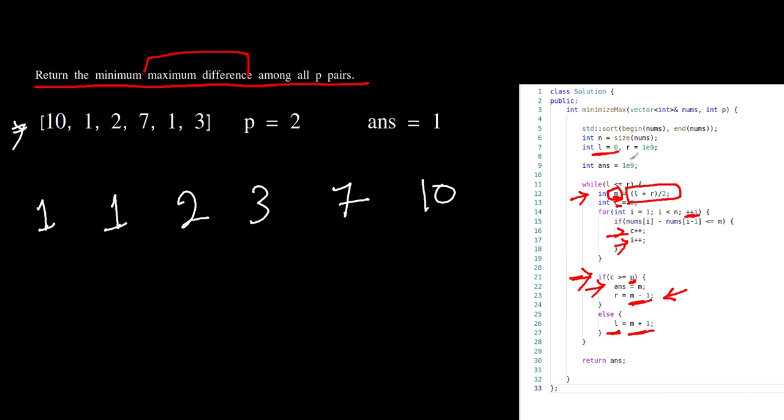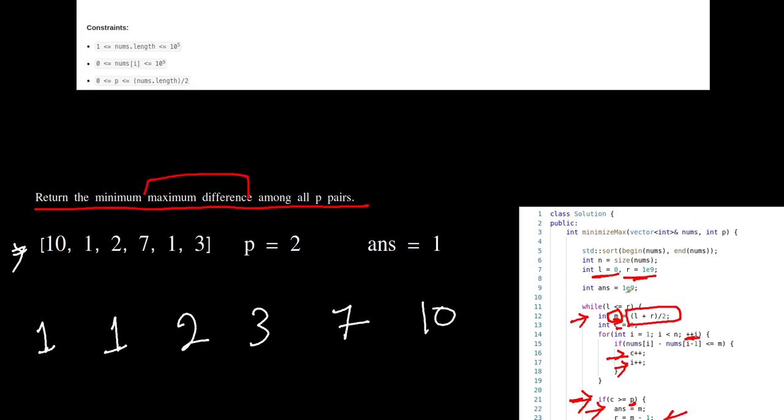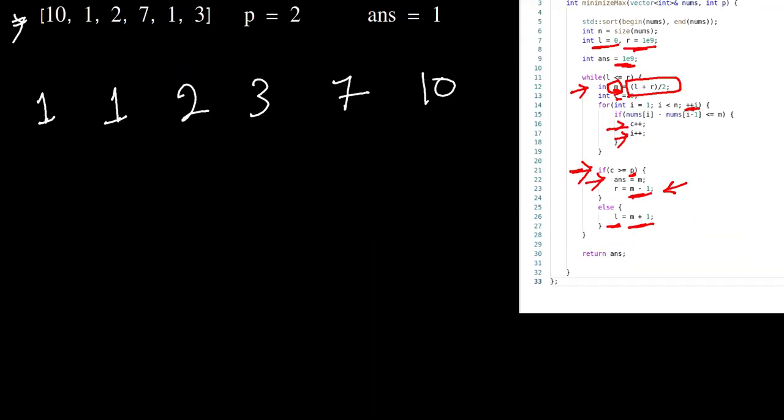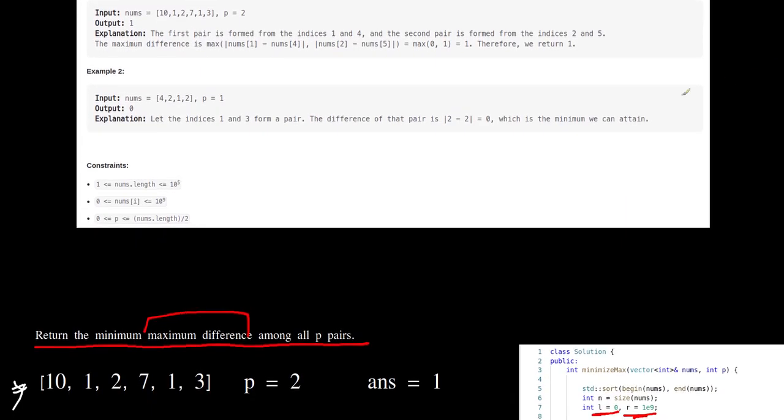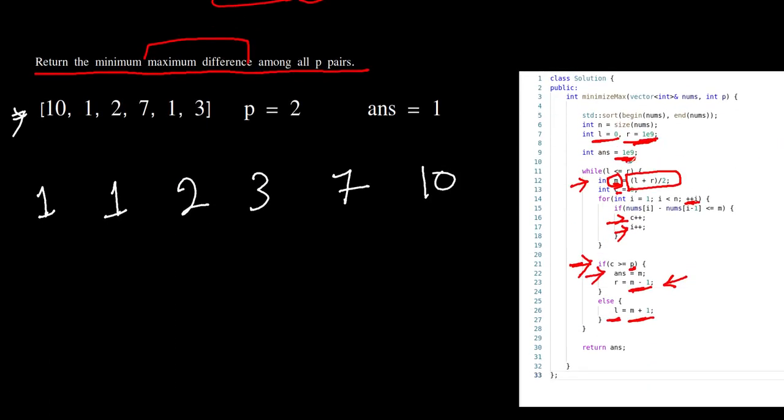Now we start with L equal 0 and R equal 10 to the power 9. Also we set the answer to the maximum value, and it's 10 to the power 9 because this is given in the constraints, the number is between 0 and 10 to the power 9. Assume we have number 0 and another number 10 to the power 9. The difference is 10 to the power 9. This is the maximum possible difference. This is why we set the answer to 10 to the power 9 and also the right value.